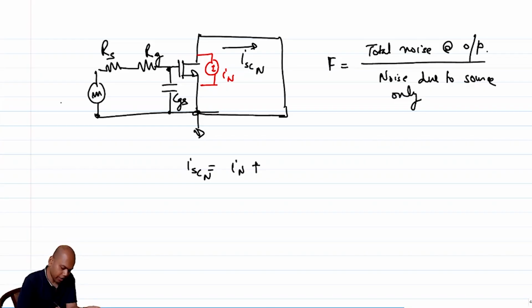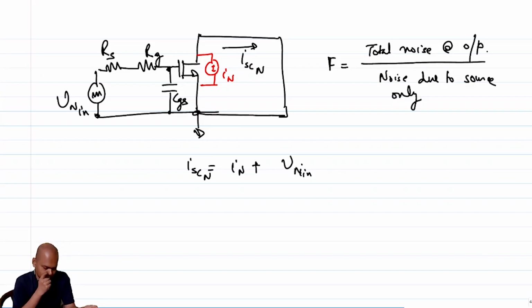So that's what we're going to do. I am going to say this is Vn in, right? So we are going to get noise due to Vn in. So now what will be the noise due to Vn in? This is Vn in times what? I have to find the gate to source voltage and multiply it with Gm to get ISC, right? If I am doing it in the frequency domain, the gate to source voltage is simple. This is basically a low pass filter, right?